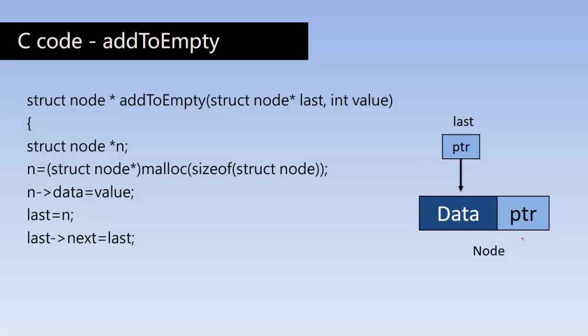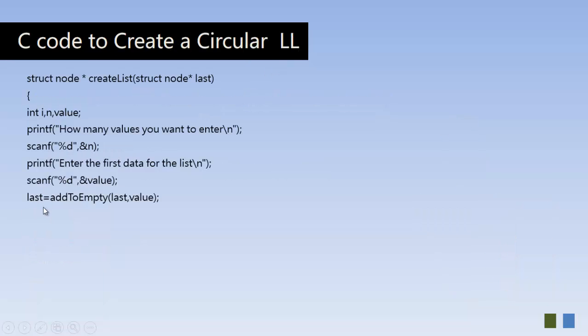So the address of this node is stored here. So I'll store the address of the same node in last arrow next. That means this node is currently pointing to itself, and return last. So now I'll return this last to the calling function. Okay, so this has been done.